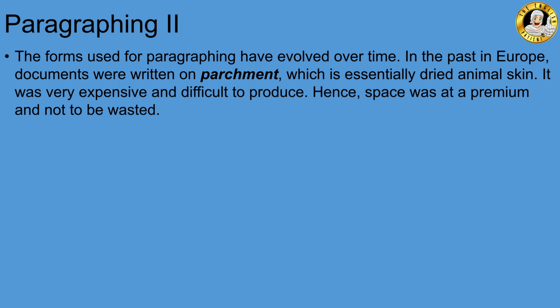So the next question is, how do we actually show these paragraphs? Now, the forms which are used for paragraphing have actually evolved quite a lot over time. In the past, in Europe, documents were written on what is called parchment, and parchment is really quite basically dried animal skin. Now, this was very expensive, as you can imagine, and quite difficult actually to produce. So the space on the parchment was itself at a premium. It was very expensive, and they didn't want to actually waste any space, if at all possible.